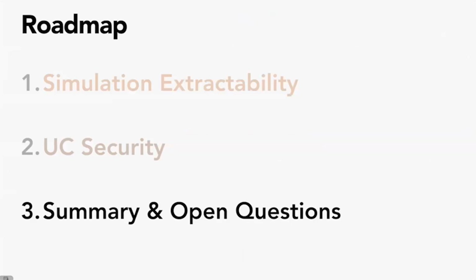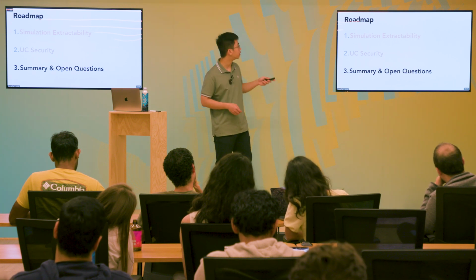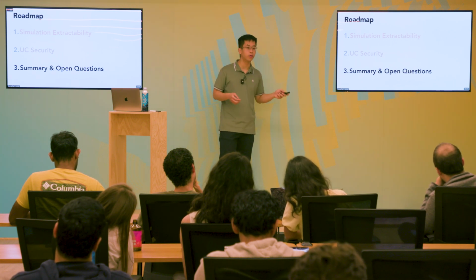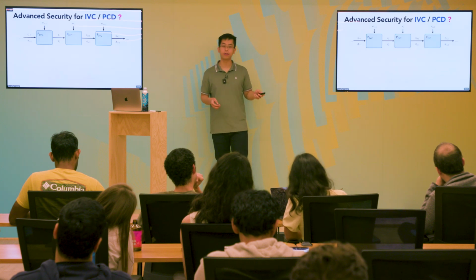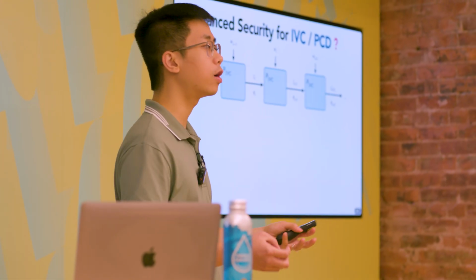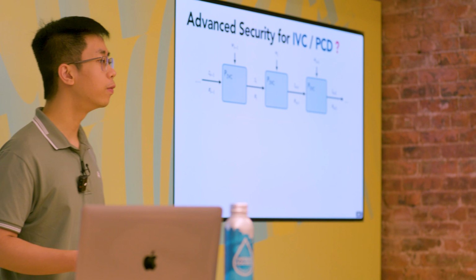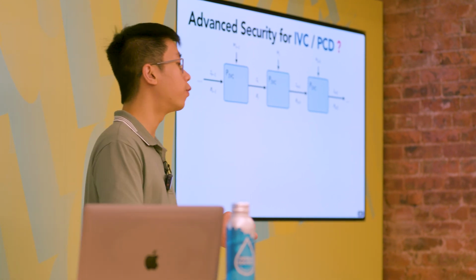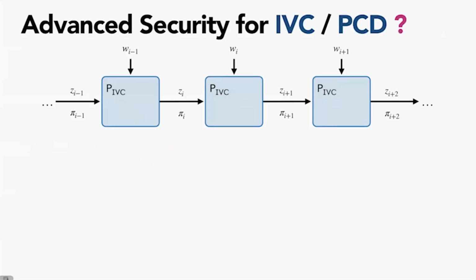So that's both simulation extractability and UC security. Let me end with two open questions that I think are very valuable to answer. The first is that we've mostly talked about SNARKs, but recently there's also been a lot of work on more than just SNARKs, in particular incrementally verifiable proofs. In this IVC setting, you have a continuous chain of computations, and you want to generate proofs for each of the steps of computations.